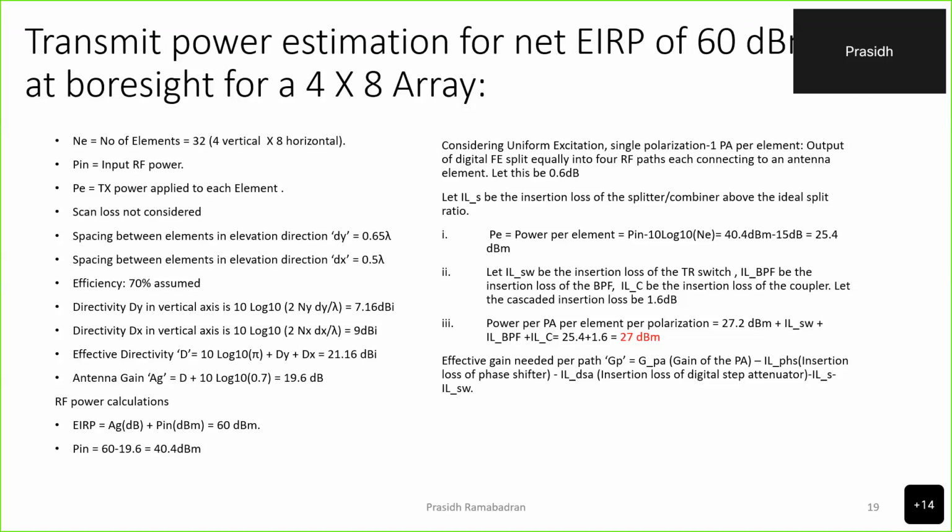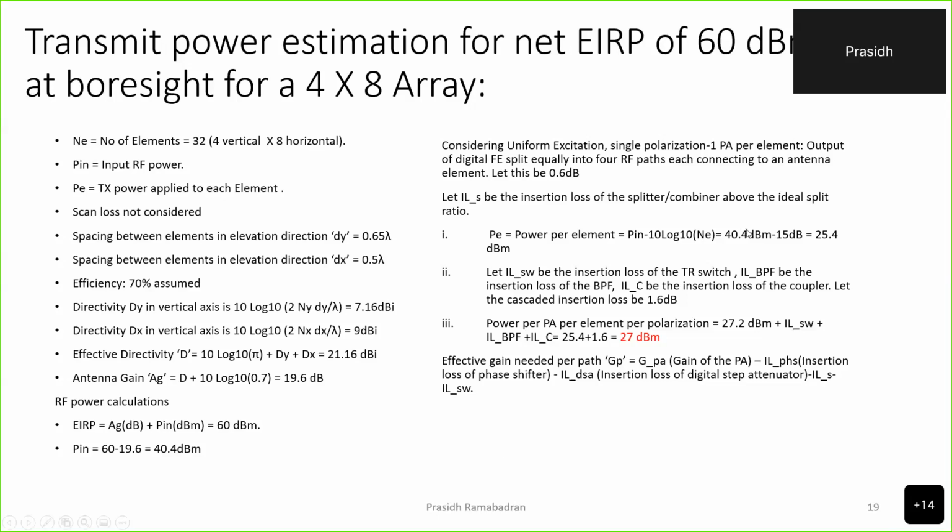Now the antenna gain: the output power in dBm minus the antenna gain is essentially going to be the input power that is needed to feed the elements. So that is going to be the total input power. Now, the input power minus 10 log of the total number of elements is going to be the overall input power per amplifier here.